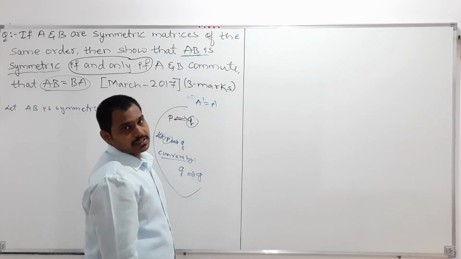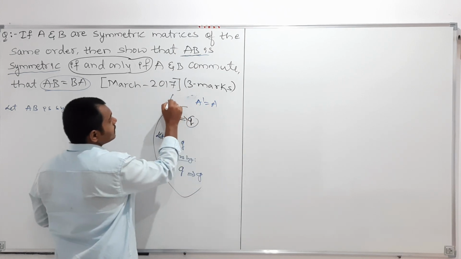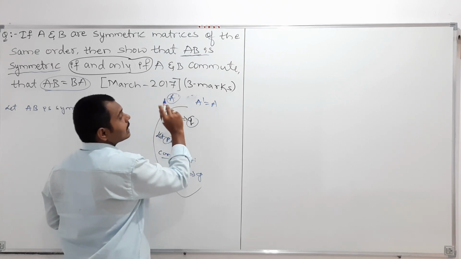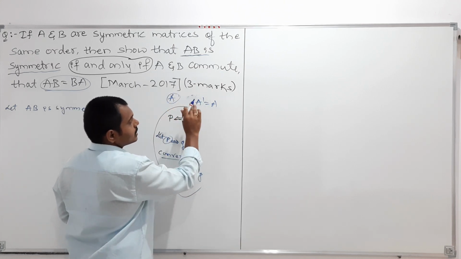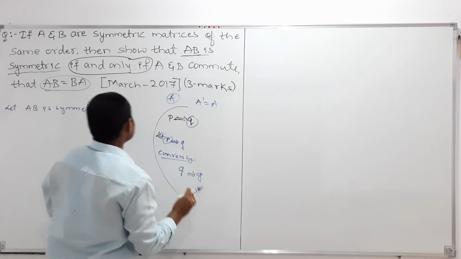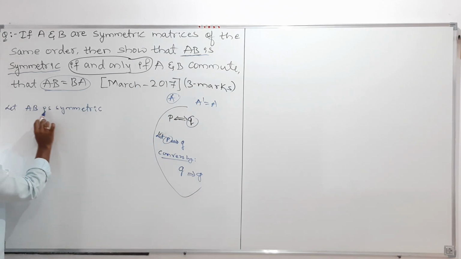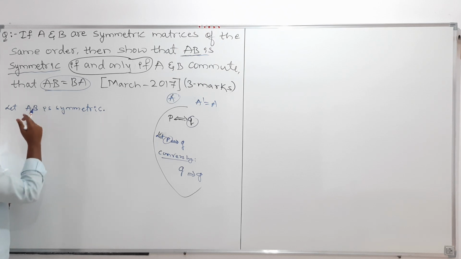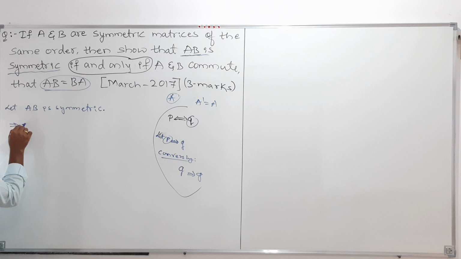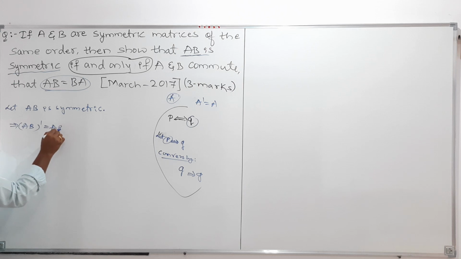that I discussed in the previous videos. So any matrix A is said to be symmetric if A transpose equals A. So my dear students, here what they told? They told that let us take AB is symmetric. Already AB is symmetric, which implies that this is already symmetric. So being symmetric, it satisfies this condition.